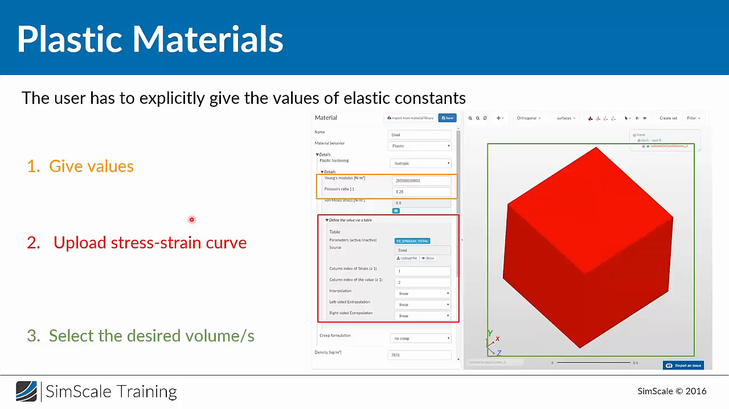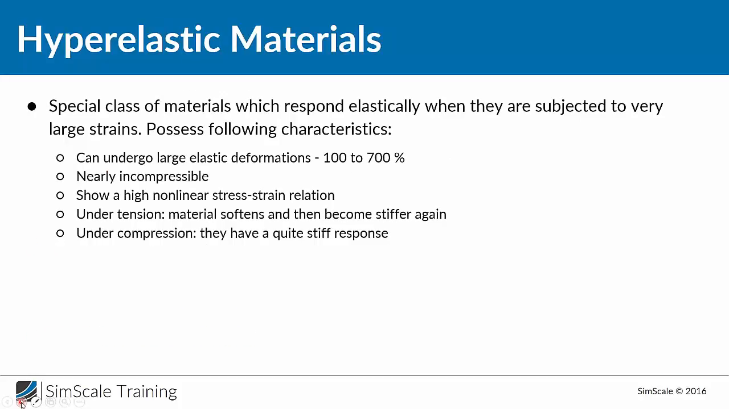Well, and now let's talk about the next kind of material, hyperelastic materials. And first of all, let me give you some examples for hyperelastic materials. So, for example, rubber is a very good example. Also, some polymer foams are hyperelastic materials.